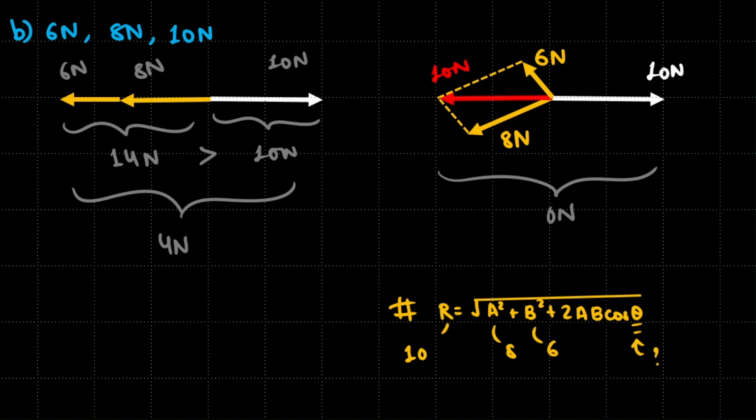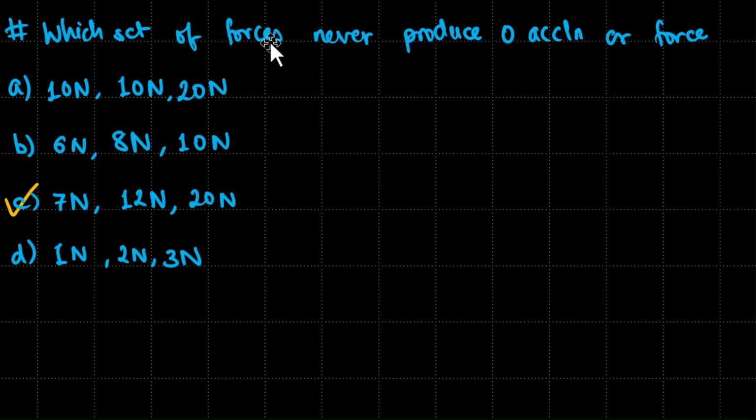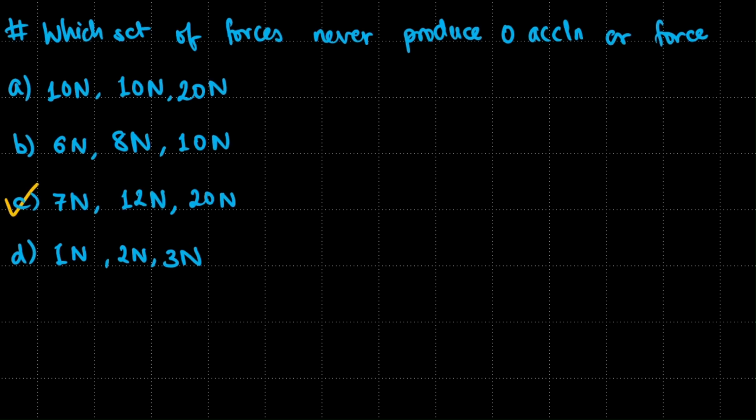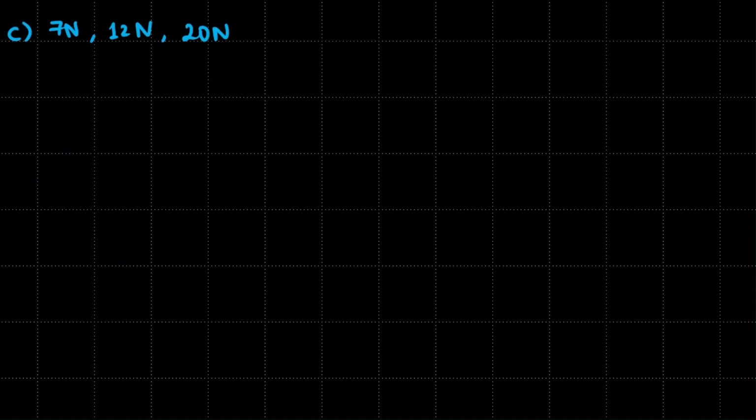To understand that, we are going to see this one, which does not produce 0, and this is the 7th one: 7, 12 and 20. So option C, which is 7 newtons, 12 newtons and 20 newtons. Let's go back and check it out. Yep, it's 7, 12 and 20. Now let's show you why this is.